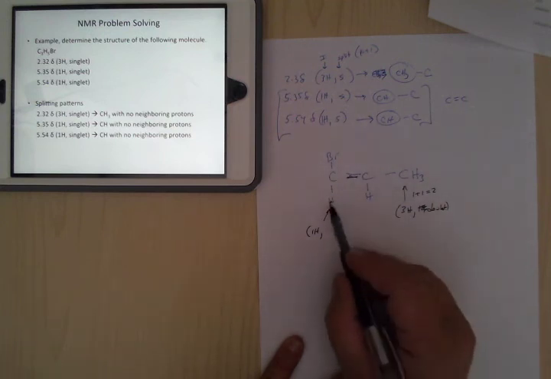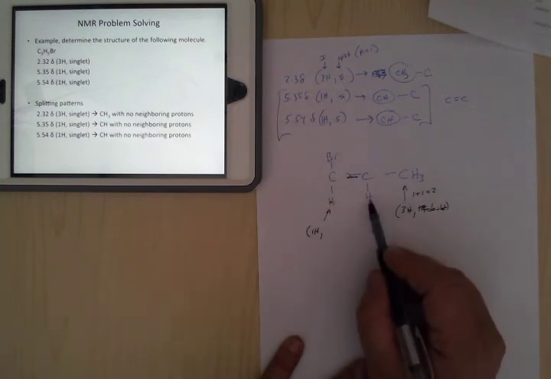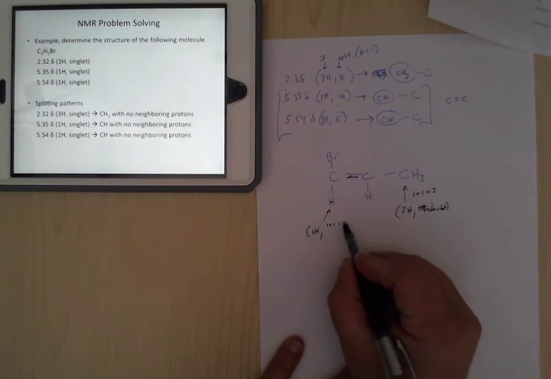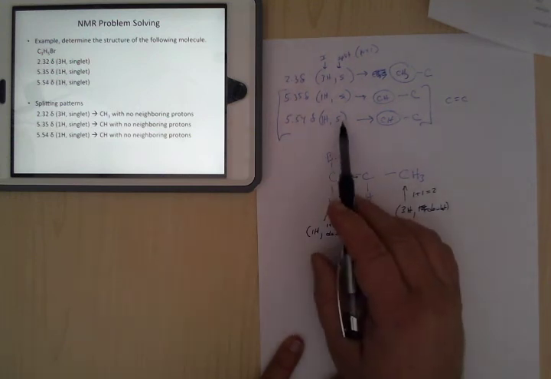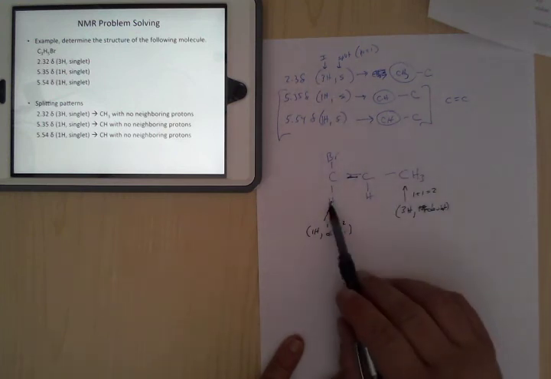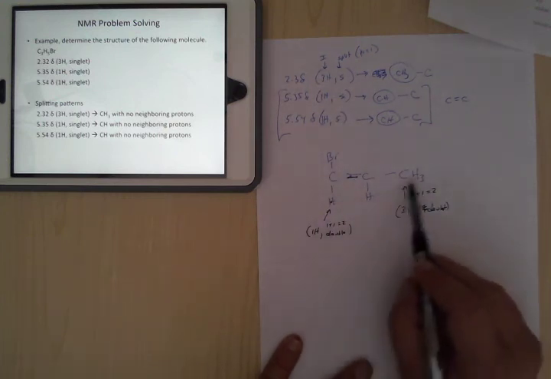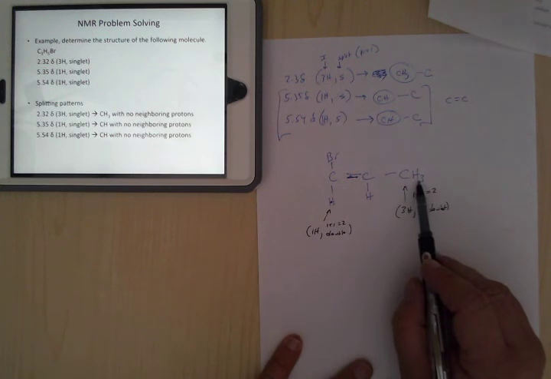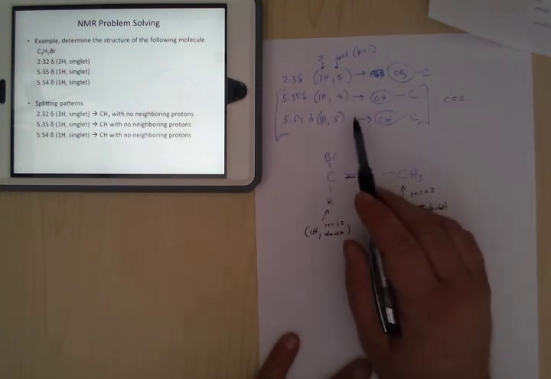Okay. Well, but again, it has a neighbor, right? So 1 plus 1, 2, right? So it would be a doublet. Okay, so it would be a 1 hydrogen doublet. And then this right here, we have 1 on this side, so that would be a doublet. And then we have 3 on this side, so that would be a quartet. So we'd have a doublet and a quartet. That's not what we see.